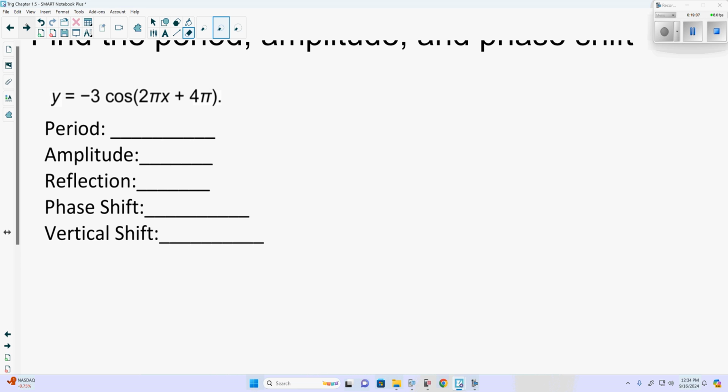This next one here, y equals -3 cosine of 2 pi x plus 4 pi. And again, we're going to need to find the same values, a, b, h, k. If we do have something being added or subtracted inside the parentheses, we're going to have to change it just a bit.